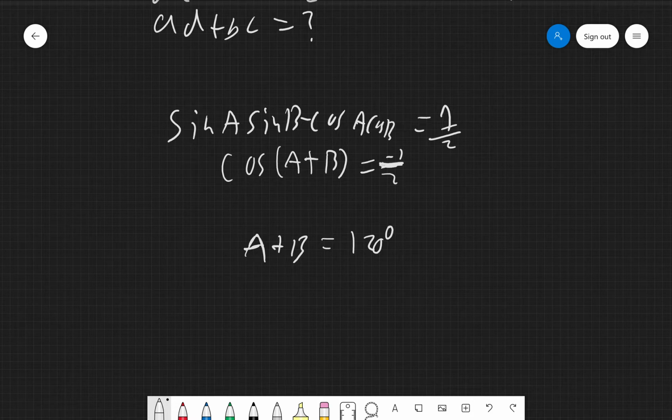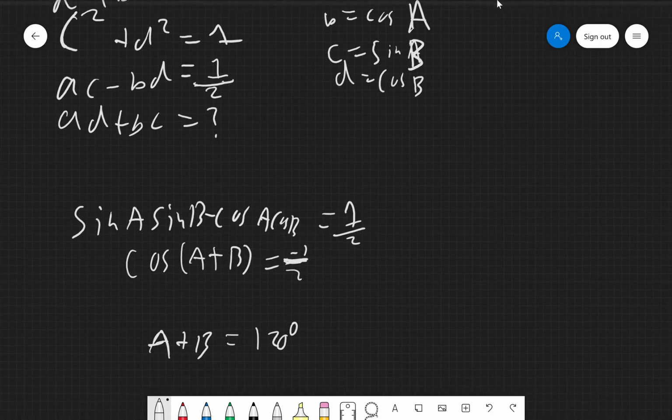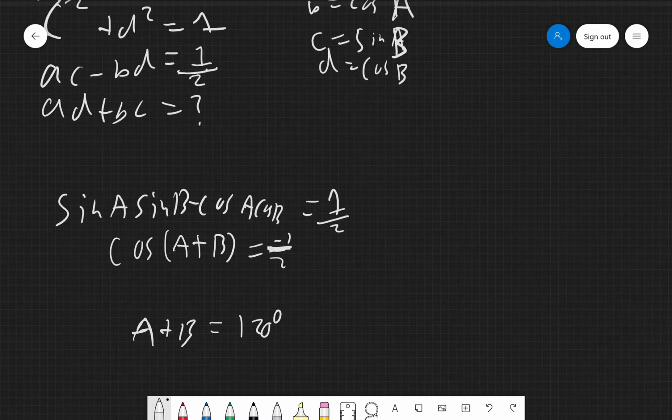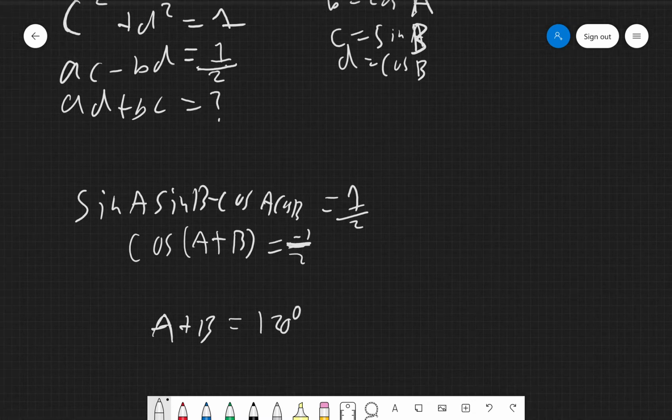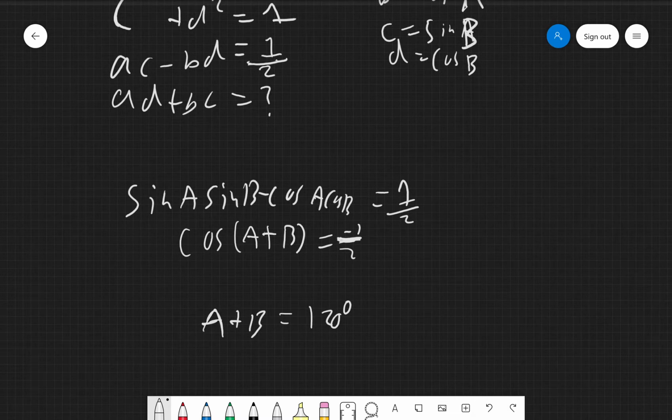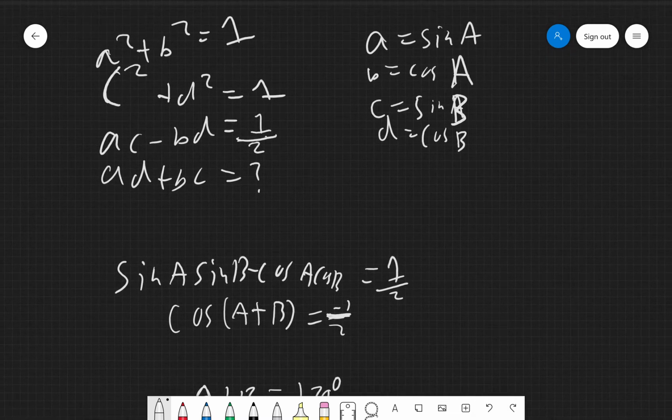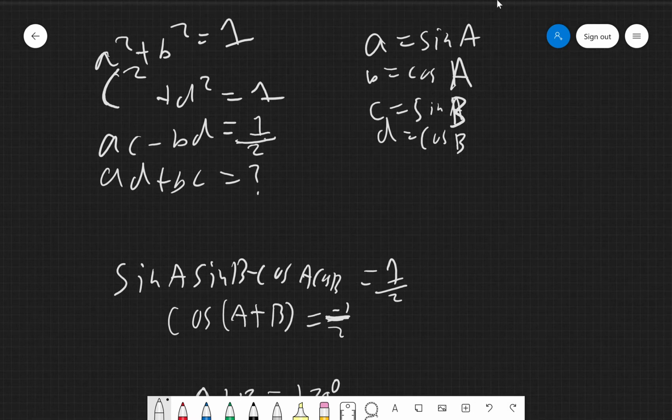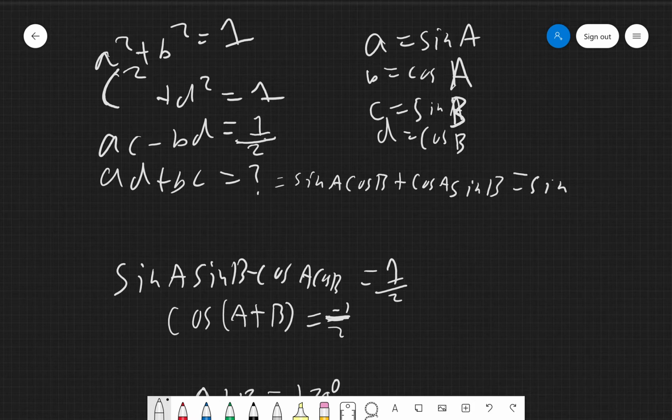So now we're just a little stuck, and we want to find ad plus bc. What is that really trying to find? Well, ad plus bc, let's look at our variables. It's equal to sine of a times cosine of b plus cosine of a times sine of b. Wow, that's the sine of a plus b. I know, it's so spicy.